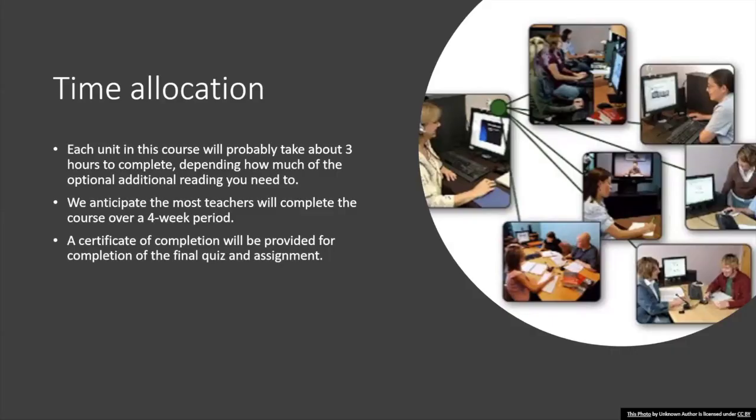Each unit will probably take about 3 hours to complete, but it depends on how much additional reading you do. In units 2, 3, and 4, we have included a lot of optional extra reading that you can look through at your own time and according to your particular needs. We think that most teachers will require about 4 weeks to work through the course content, but you can go a bit faster. At the end, we will include a short quiz and an assignment for you to share, and once you have shared it, you'll be able to award a course completion certificate.